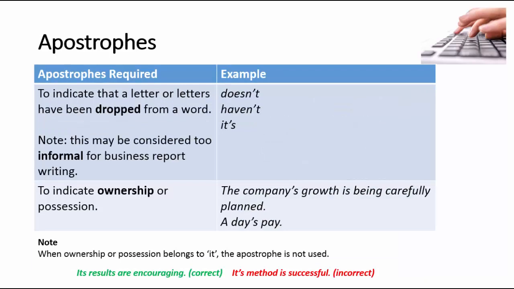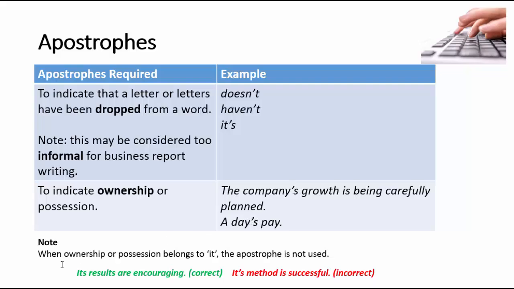Apostrophes. Apostrophes are required to indicate that a letter or letters have been dropped from a word. So it doesn't. We use the apostrophe to show that the O is not there, or haven't, there's no O, or it's. We replace the I with an apostrophe. Or to indicate ownership or possession. The company's growth is being carefully planned. So the company's apostrophe S, or a day's pay, it's the ownership.